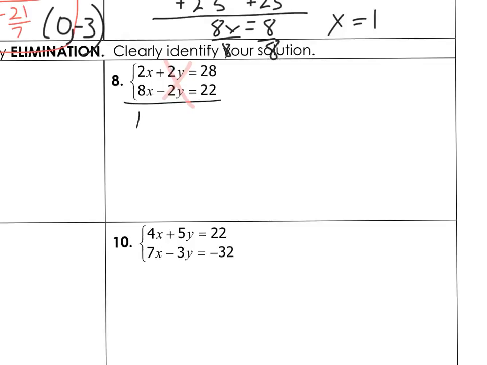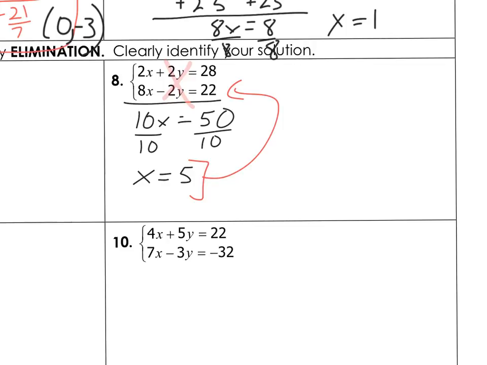10x equals, then 28 plus 22 would be 50. Divide by 10 on both sides. If you do that, you get x equals 5. And what you want to do next is find your y by plugging in that x into any one of those first two equations. So that would be 2 times, and I'm using the first equation, instead of x, we'll put in a 5, plus 2y equals 28.